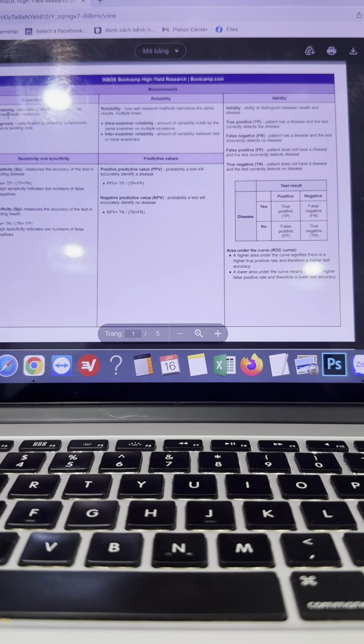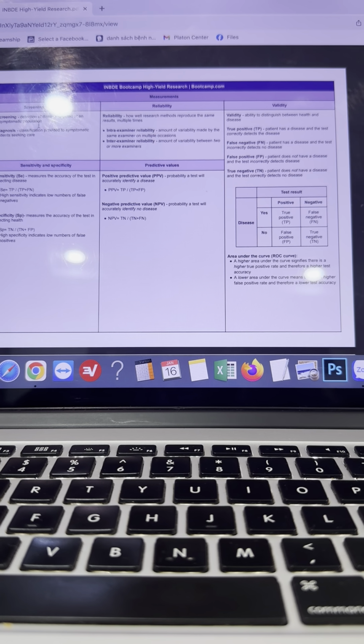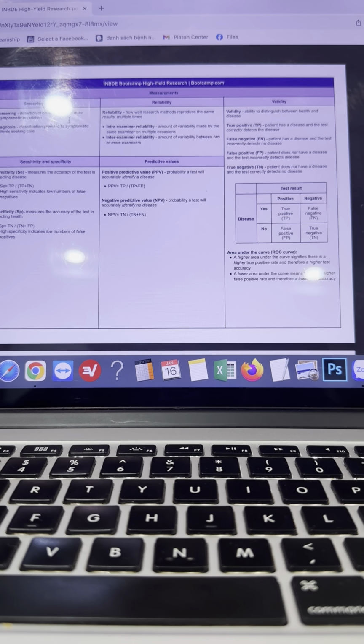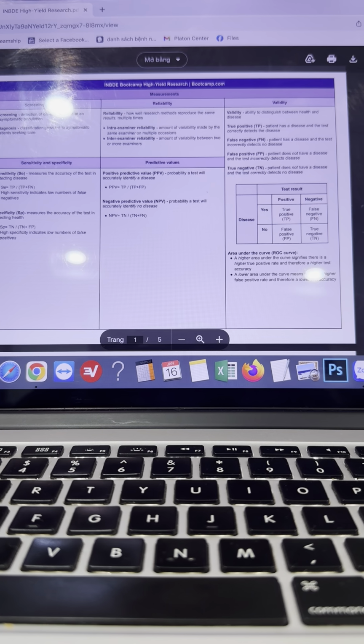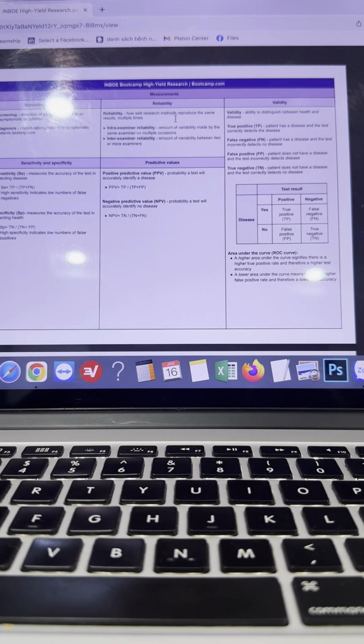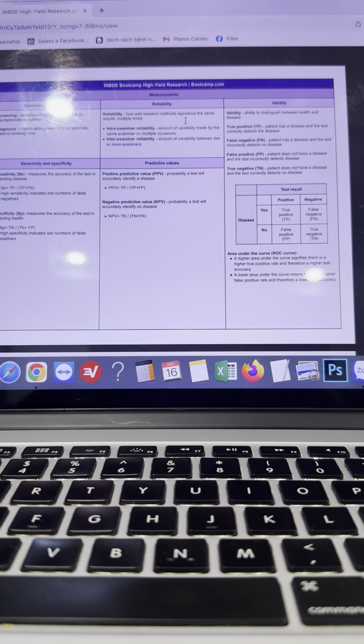Screening is the detection of disease targeted at an asymptomatic population. Diagnosis and classification are provided to symptomatic patients seeking care. Reliability is how well research methods reproduce the same results multiple times.